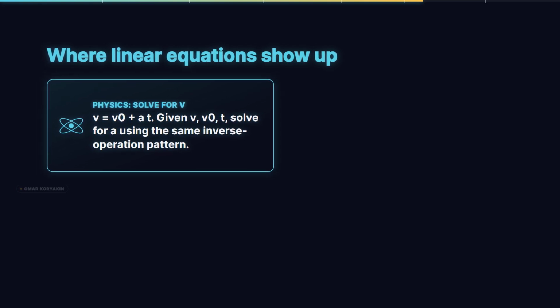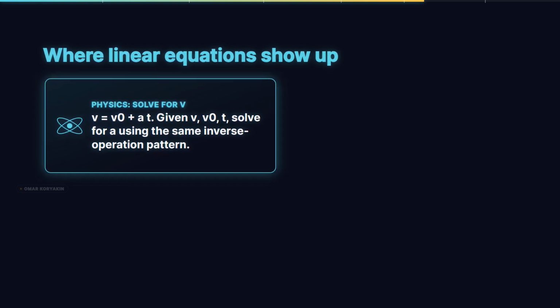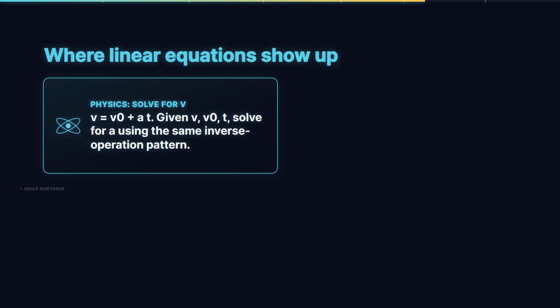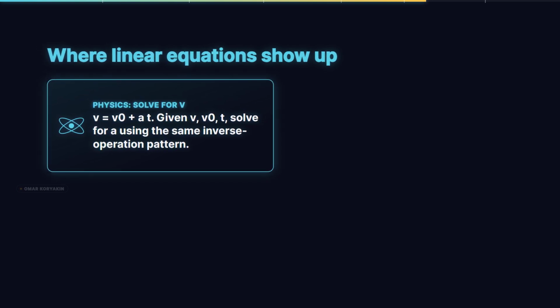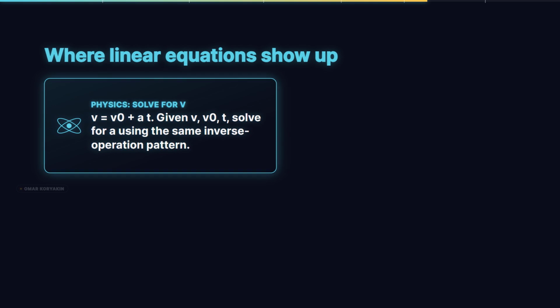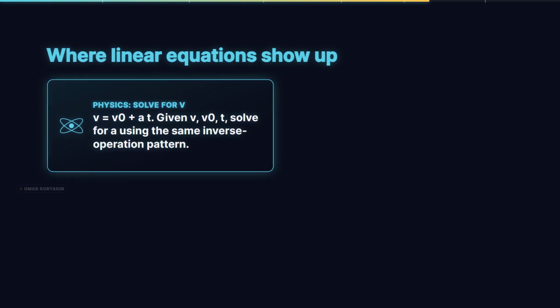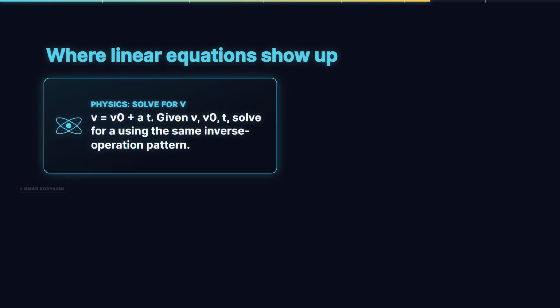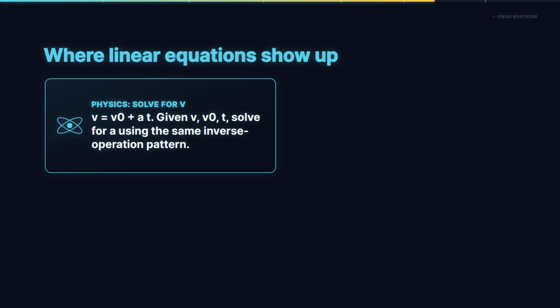Given the other 3, you solve for the 4th using exactly the inverse operation pattern we covered today, sometimes with 2 or 3 steps when multiple operations stack on the variable. The solving step happens in every physics calculation, and getting it reliably correct is one of the highest leverage skills you can build for the entire physics sequence.